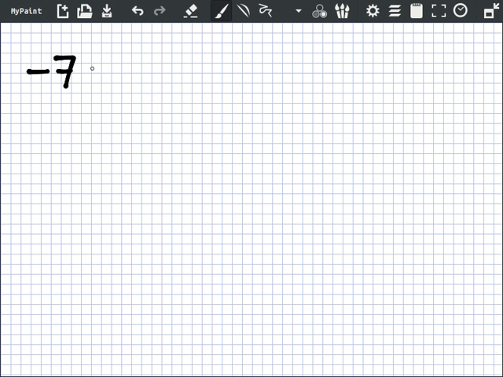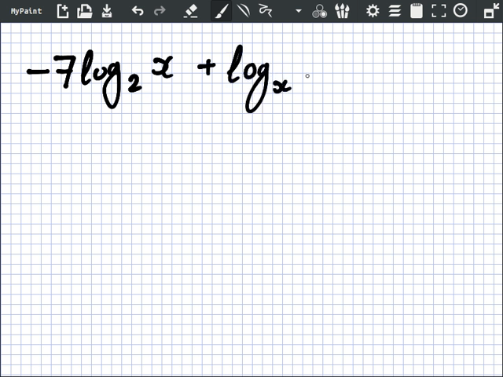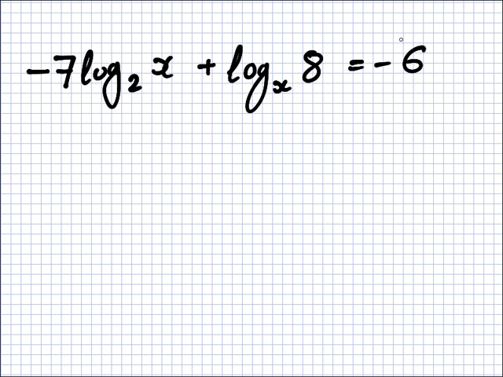Minus 7 log base 2 of x plus log base x 8 equals minus 6. Alright, so what's the problem here? One problem is the x is in the base here. And in this one it's not in the base. Can you see the difference? Can you see that? Yeah.